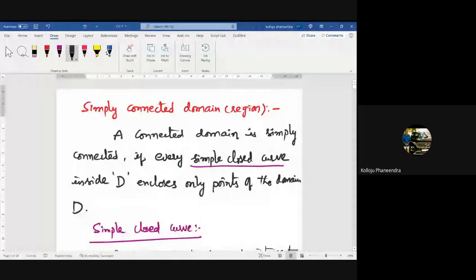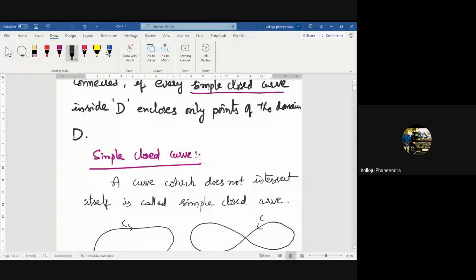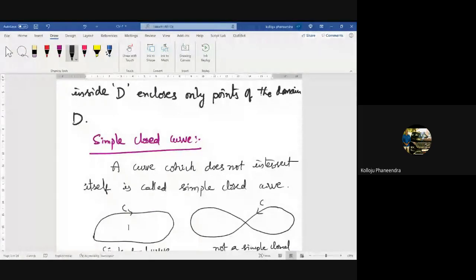Based on the simple closed curve, the first definition is simply connected domain or region. What is the meaning of this? A connected domain means, see, this is the domain D, and it is connected everywhere. Connected means if I consider any two points in the region and join those two points, whatever the line or curve is must belong to within D. That is called a connected domain.